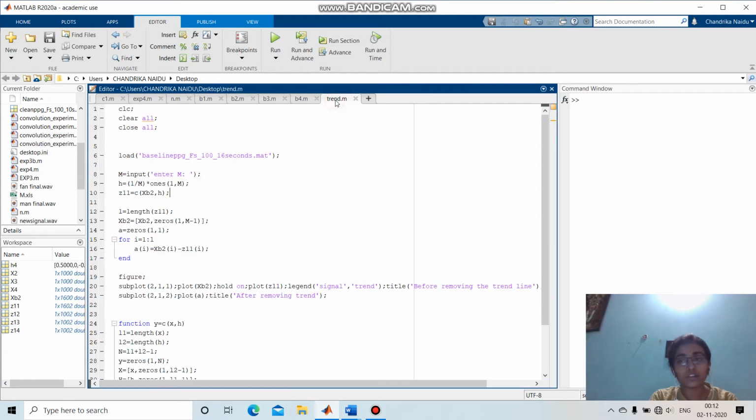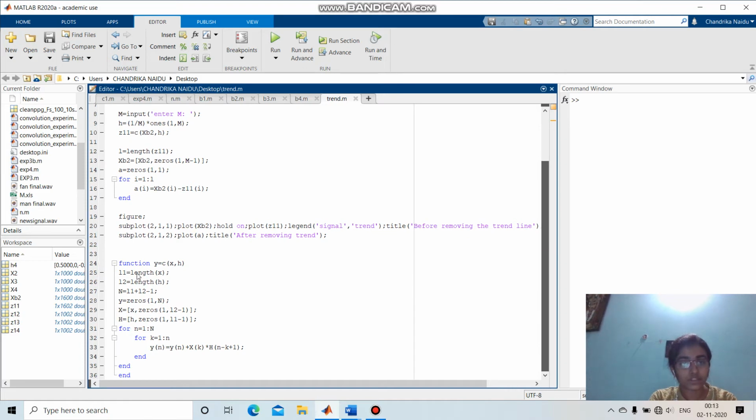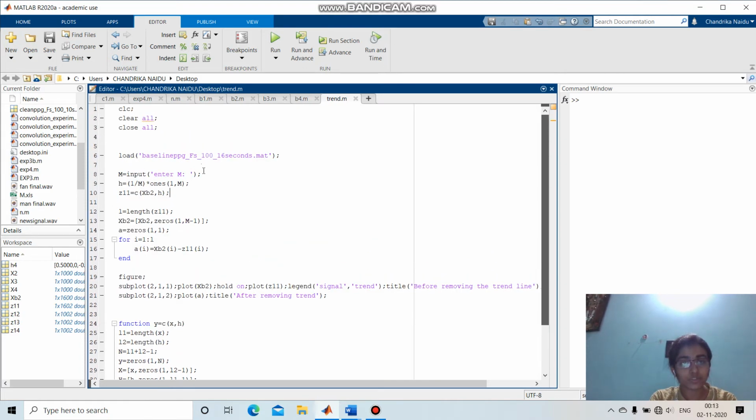And now to remove the trend. Removing trend is nothing but from the input signal we are removing the convoluted part of the signal. So first we will load our signal. You can load all the 4 of those signals. You can load one signal, and for getting impulse response, you take some input m, and our impulse response for that will be h equals 1 by m, all ones from 1 to m. And then you are performing the convolution. I already described the function for it. This function we are using, and we are doing the convolution for both these signals.